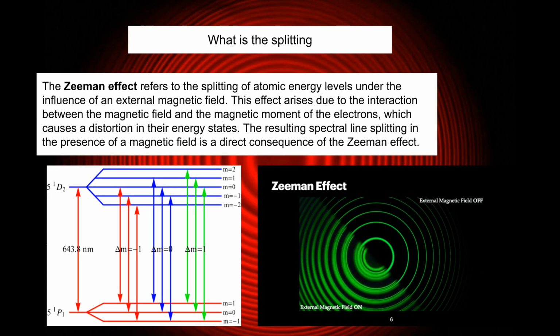The Zeeman effect is the splitting of atomic energy levels under an external magnetic field. This happens due to the interaction between the magnetic field and the magnetic moment of electrons, causing a distortion in their energy states and spectral line splitting.